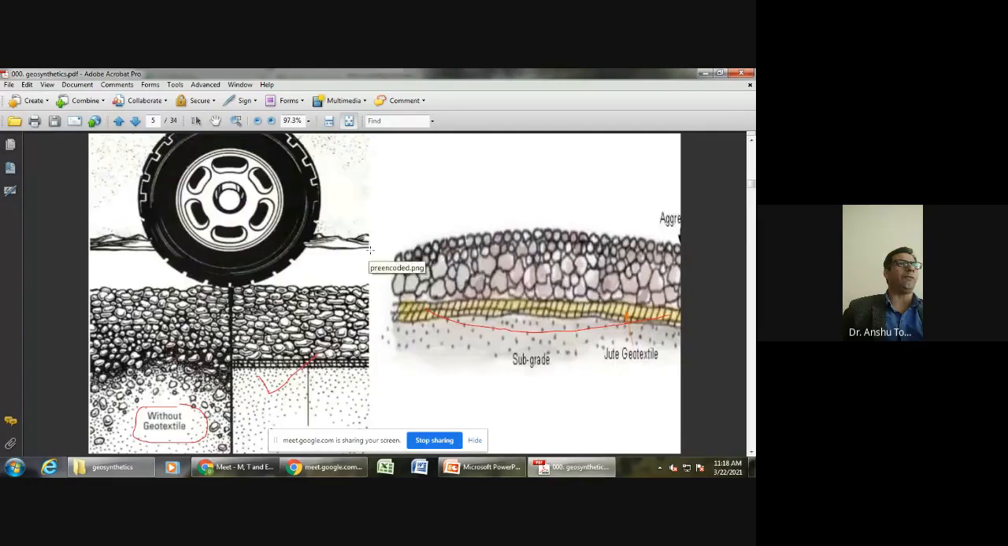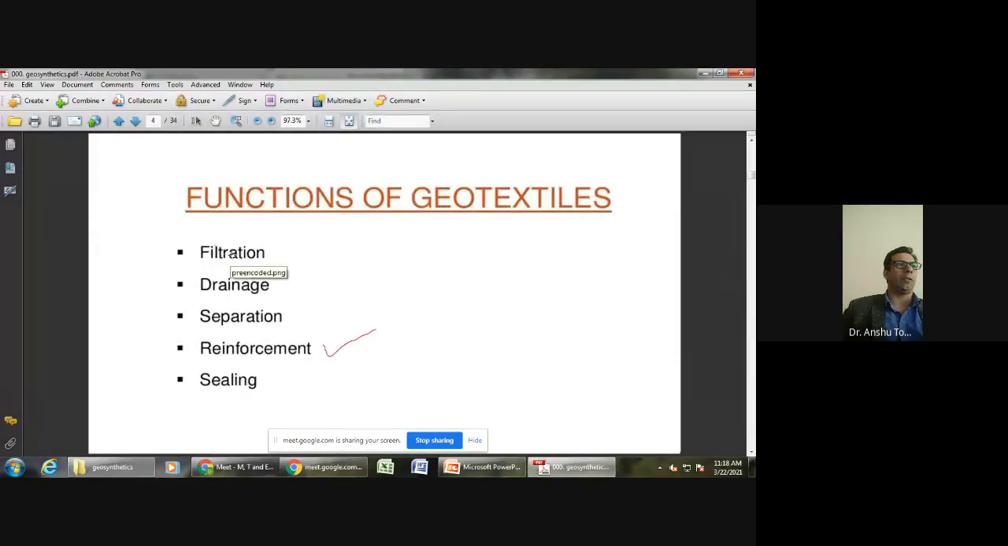So what was our first? It was filtration, then drainage, then separation. When we want to differentiate two layers, when we want two different materials to be separated with their own contributions for the said purpose.